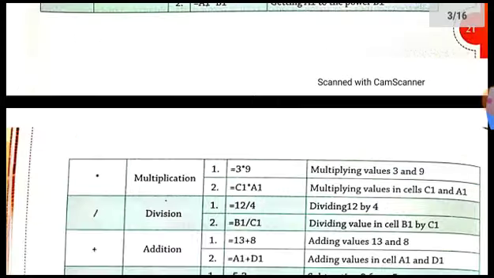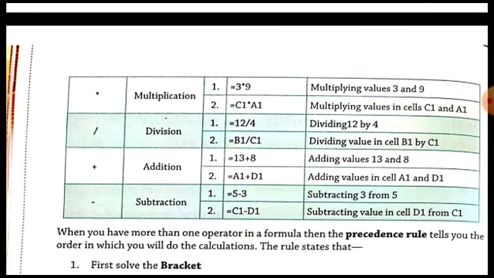Now multiplication, these are very simple. The multiplication operator, star, is used for multiplying values. It can multiply numeric values as well as cell addresses. Then division: it can divide numerical values like 12 divided by 4, and it can also divide cell addresses. Dividing cell addresses means dividing the values contained in the cell addresses. The value in b1 will be divided by the value in cell c1, as in the second example of division. Then again addition and subtraction, these are very simple.